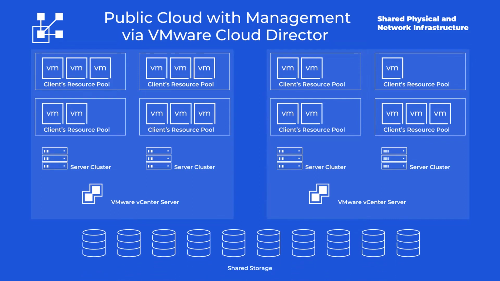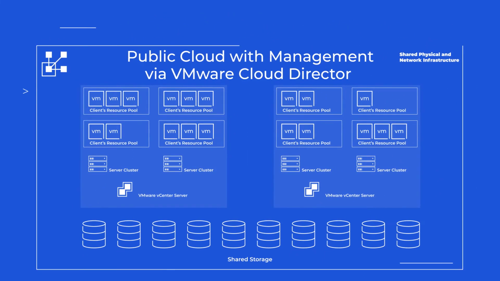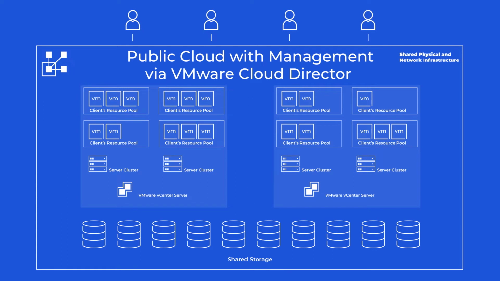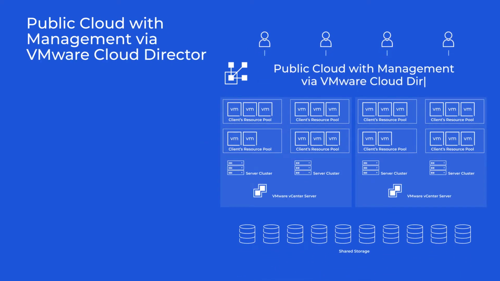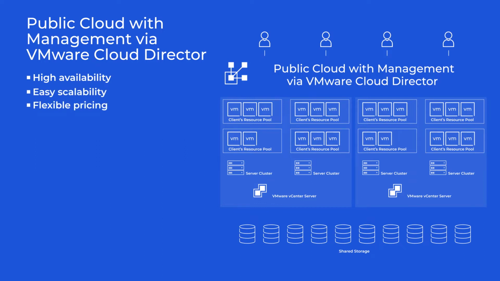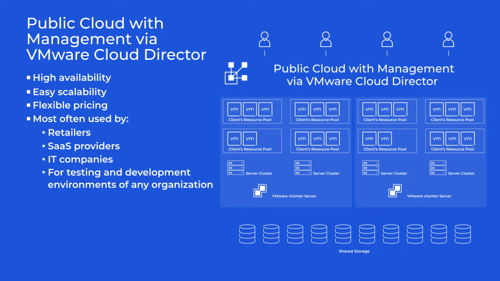Managing virtual machines and their network is done via the console of VMware Cloud Director or via its API. Clients have their unique Cloud Director links, and virtual machines are isolated by means of a hypervisor. In terms of the network, they are separated by an overlay VXLAN or Geneve. This solution is ideal for projects that require high availability, easy scalability, and flexible pricing. According to statistics, it is most often used by retailers, SaaS providers, and IT companies. It is ideal for testing and development environments of any organization.